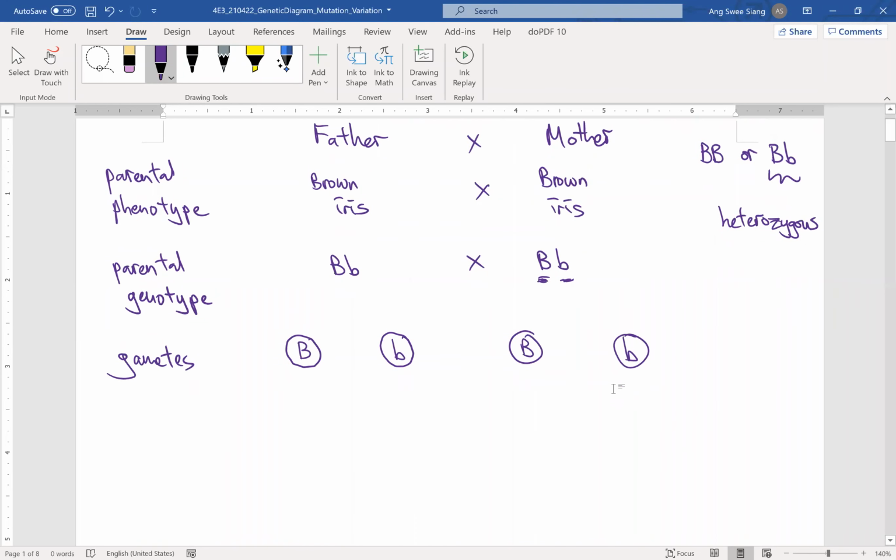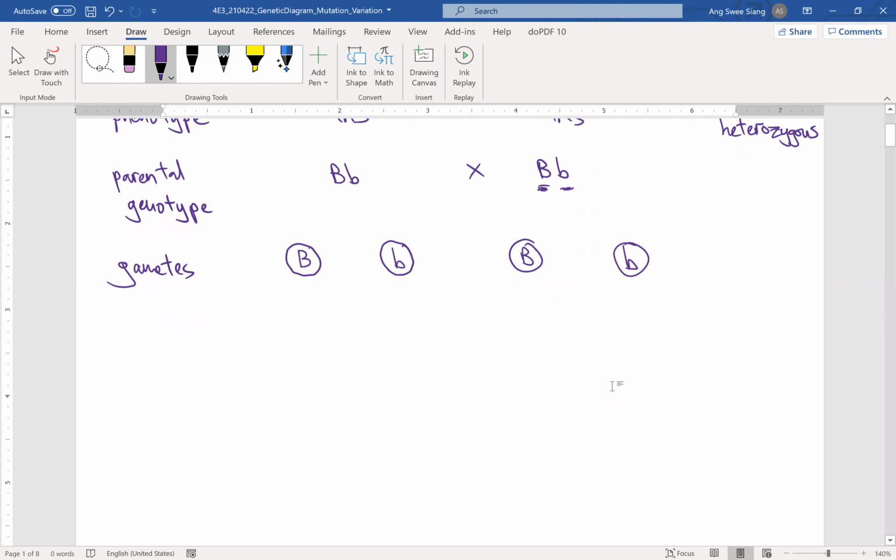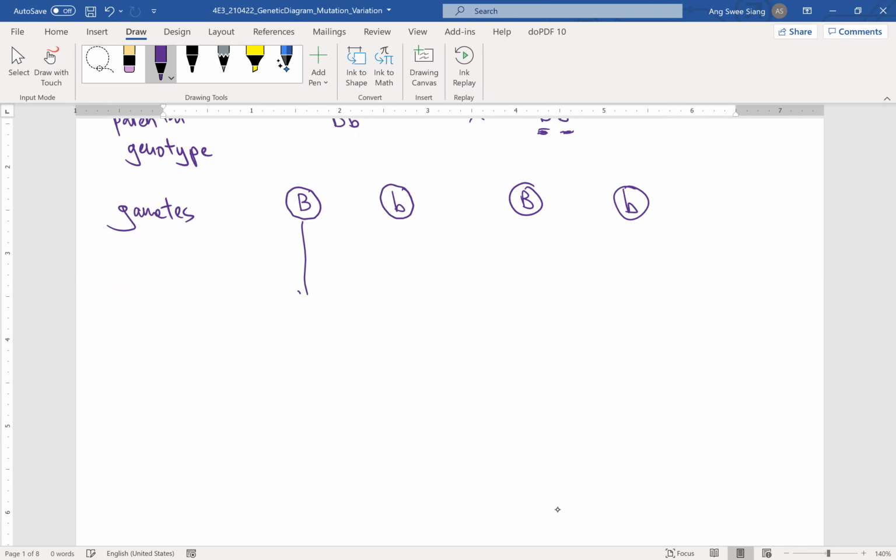Now this part is a bit confusing, but it's also very simple if you pay attention. We all know sperm fertilize egg. So the first type of sperm can fertilize the first type of egg. When this happens, the offspring will be 2 capital B. Then the second possible outcome will be the first type of sperm fertilizing the second type of egg. Then the outcome will be 1 capital B, 1 small letter b.